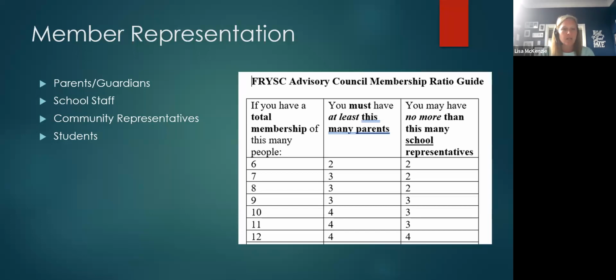You are also allowed to have non-voting representation on your council, and that would be your role as a coordinator, and your principal or assistant principal as well. They are to serve as members, but non-voting. You can also have other people that want to attend your meetings. They can be non-voting members or guests.